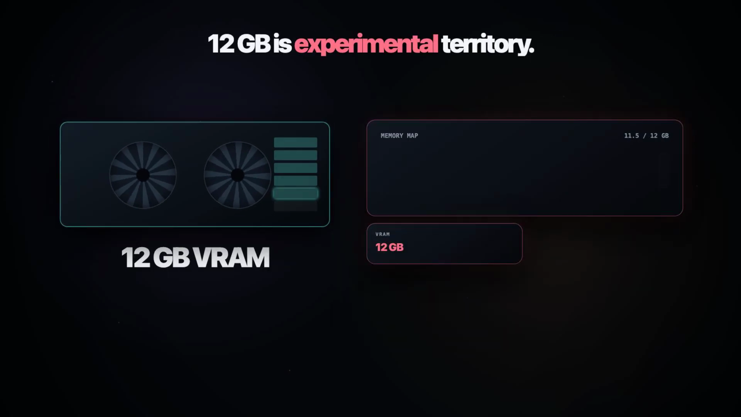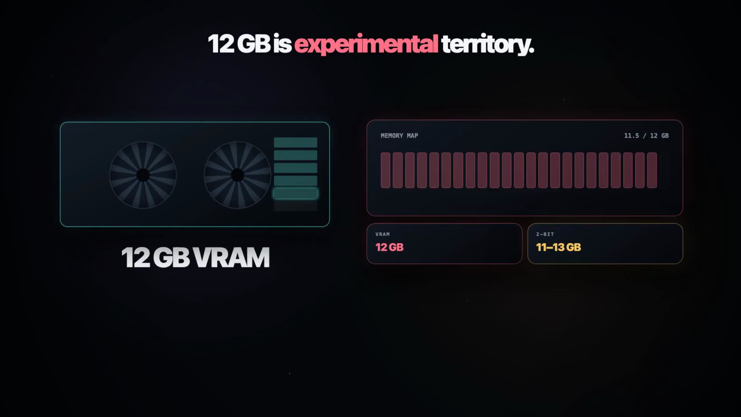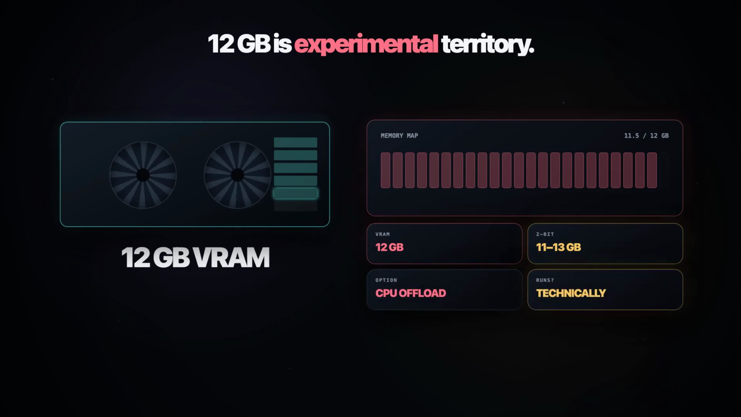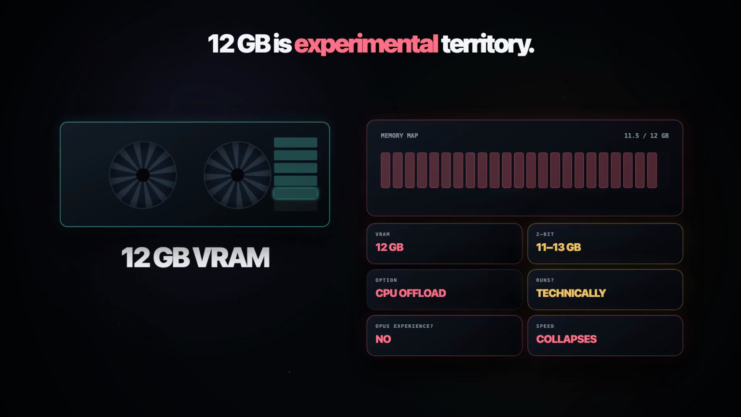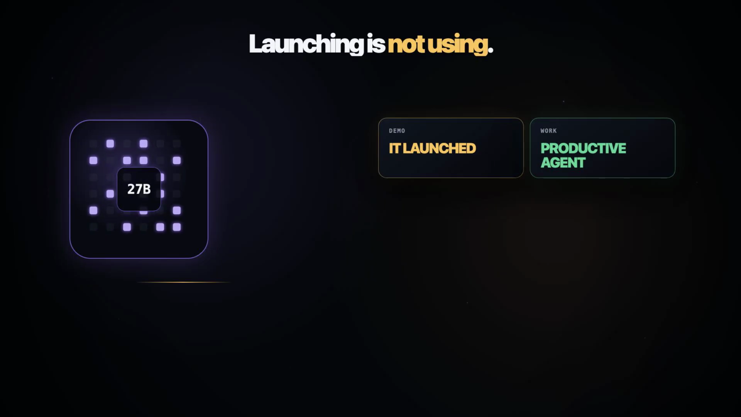At 12 gigabytes, things get even more aggressive. 2-bit versions can get into roughly the 11 to 13 gigabyte memory range. You can also use CPU offload. Technically, yes, the model can run, but this is where I would stop using the phrase "Opus on your GPU." Extreme quantization changes the quality equation, and moving weights between system memory and GPU memory can destroy token generation speed. There is a massive difference between "I made Qwen 3.8 launch on my laptop" and "I can use Qwen 3.8 as a productive coding agent."